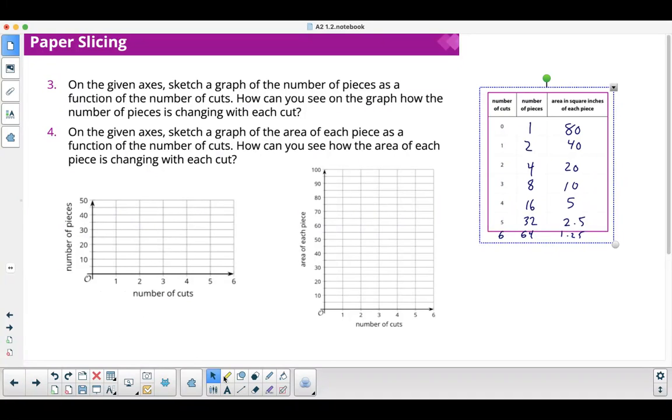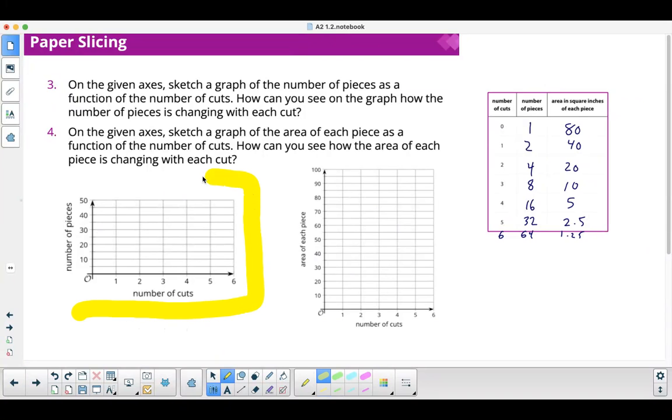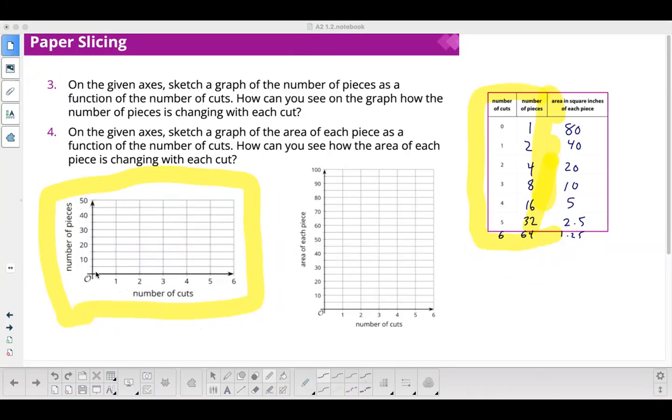So number of cuts. So this graph here, let's see here. I'll use a highlighter here to make you see it a little bit better. So cuts and pieces. So that's kind of like I'm graphing this table here. Okay, didn't mean to do that right there. There we go. All right. So I'm basically doing the left side. So 0 is at 1. 1 cut is at 2 pieces. So it's still pretty small.